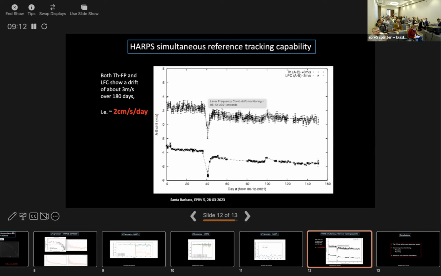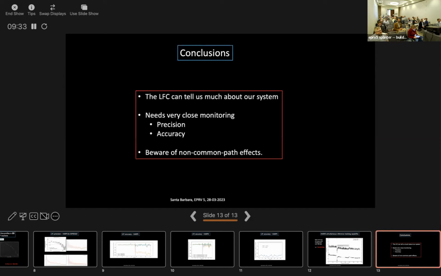That means even if we correct for simultaneous reference, we will make an error of about 2 centimeters per second per day. Not that dramatic, certainly for ARPS, because the next day we take a new calibration, so we zero this offset. But if your budget is that of a few centimeters per second, then it may be an issue. And I leave you with the conclusion. So we need to.